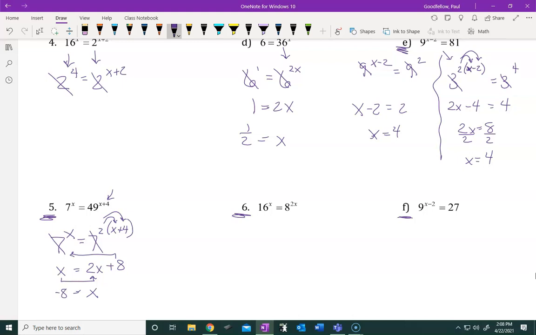Okay? Now, 16s and 8s. This is a great example of both of them needing to change. Now, you're probably like, no, 16s can be 8s. No, they can't.